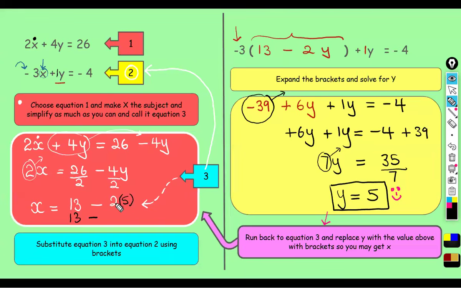Multiply the 2 and the 5, because when you have two things separated by brackets, it's a secret multiply. 2 by 5 is 10. So x is equal to 13 minus 10. So x is what? 3. 13 minus 10 is 3. We're finished with the question.